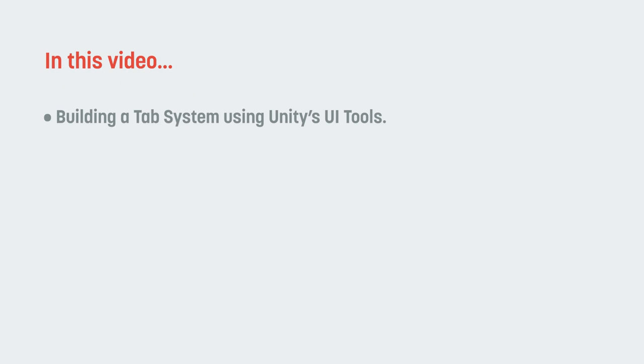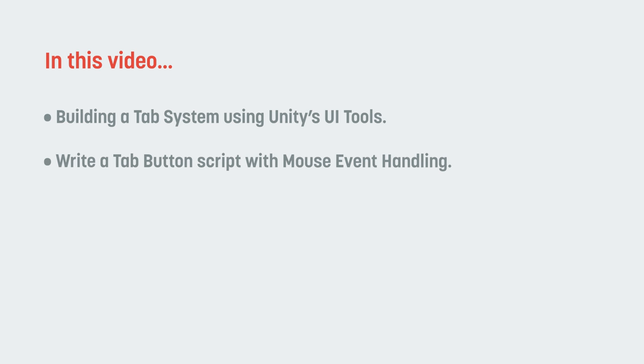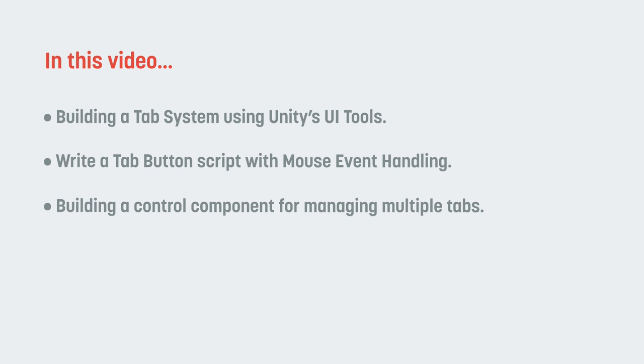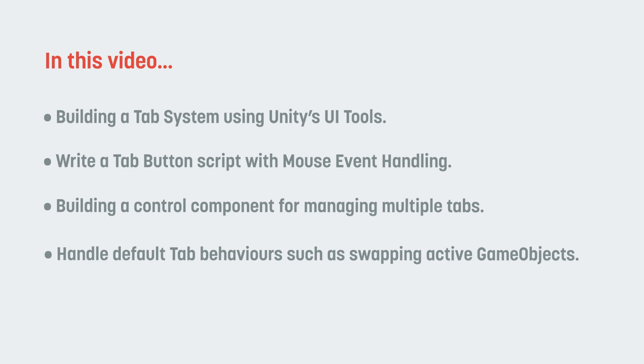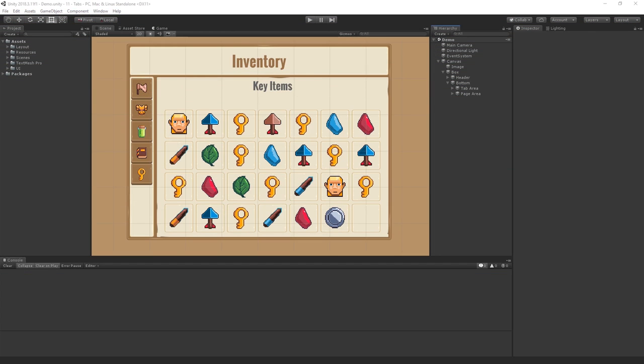In this video, we're going to take a look at how to build a dynamic tab system by extending Unity's UI tools. We're going to build a tab button script that blends some of Unity's button functionality with our own active tab state. We're also going to build a controller component that manages groups of tabs, as well as handle some of the default behaviors we might expect from our tab system, such as switching through different pages of a UI panel based on the currently selected tab. So let's get started.